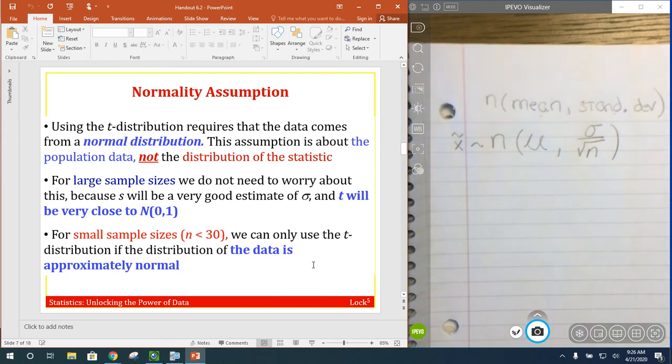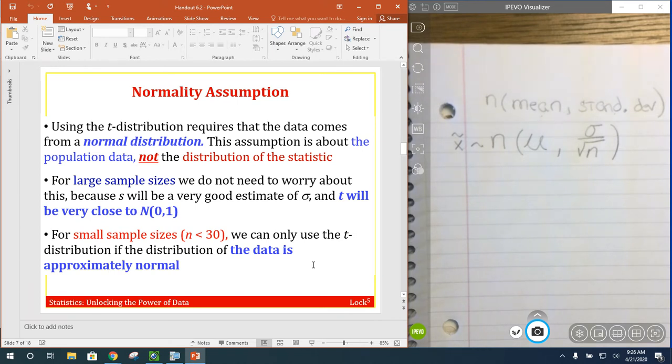Normality assumptions. Using a t-distribution requires that the data comes from a normal distribution, so it has to be normally shaped. The assumption is about the population and not the actual distribution of the statistic. So we're speaking about the mu value here, not the x-bar distribution. We have to know that the data is normally distributed.